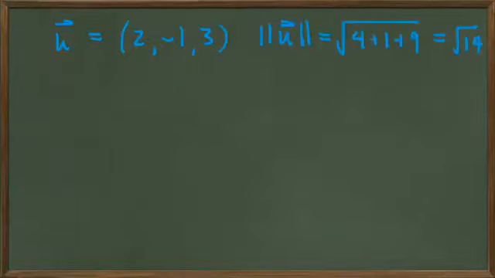So if the vector U is 2, -1, 3, then its length would be the square root of the sum of the squares of the components, which would be the square root of 14. If the vector V is -1, 2, -1, then the length or magnitude of V would be the square root of 6.